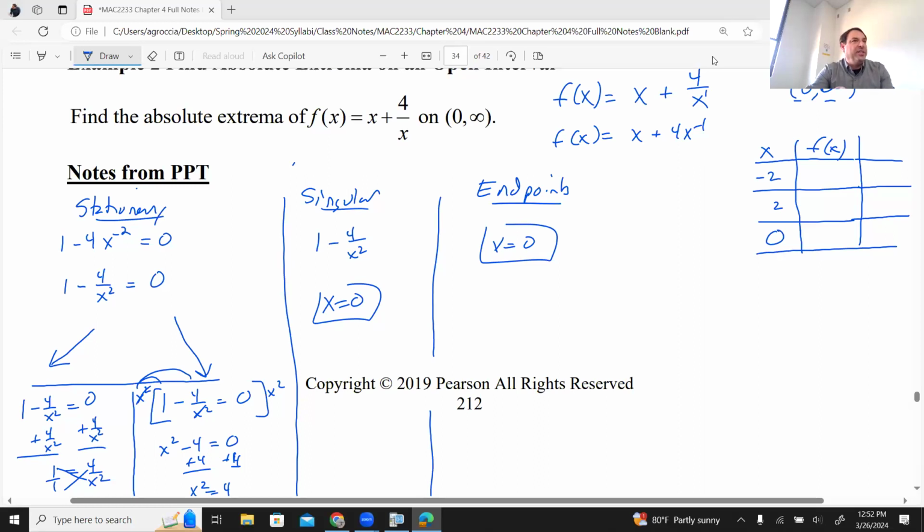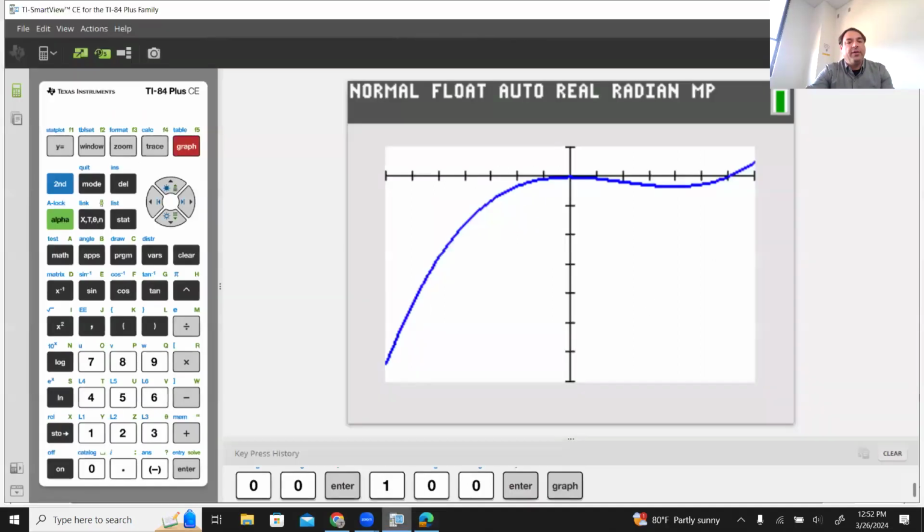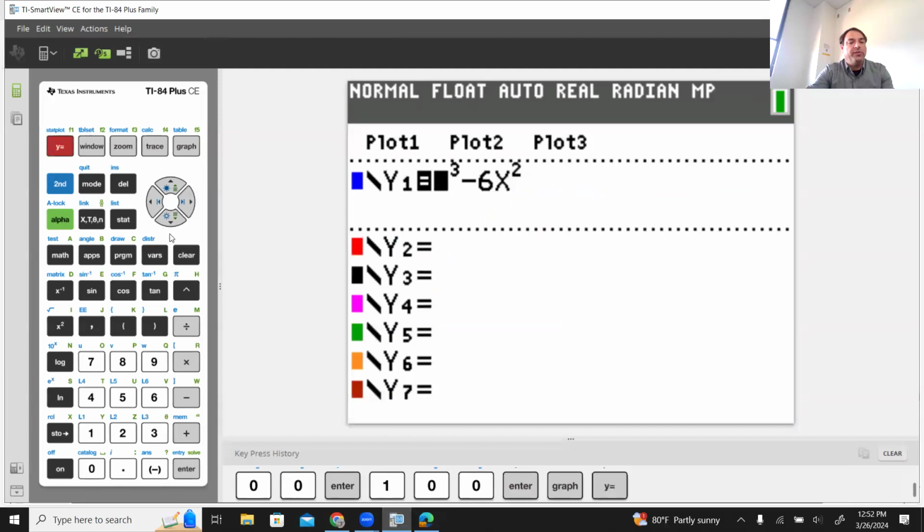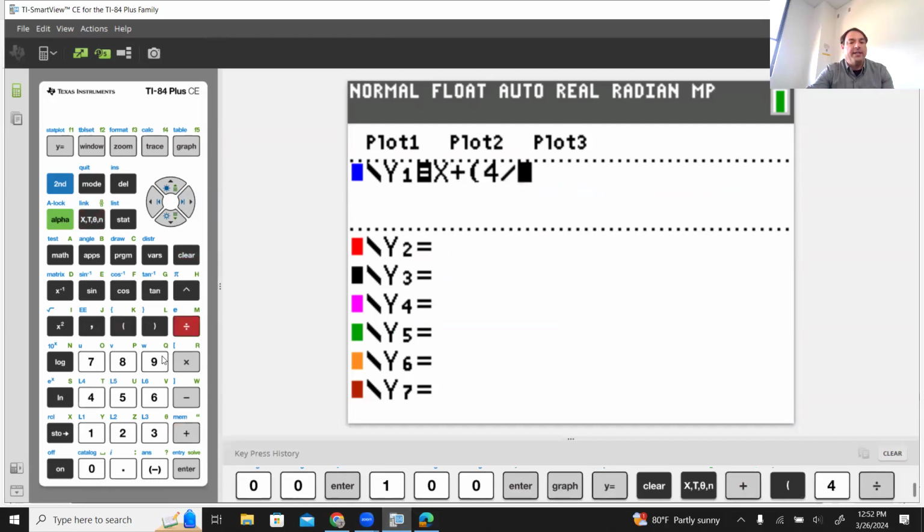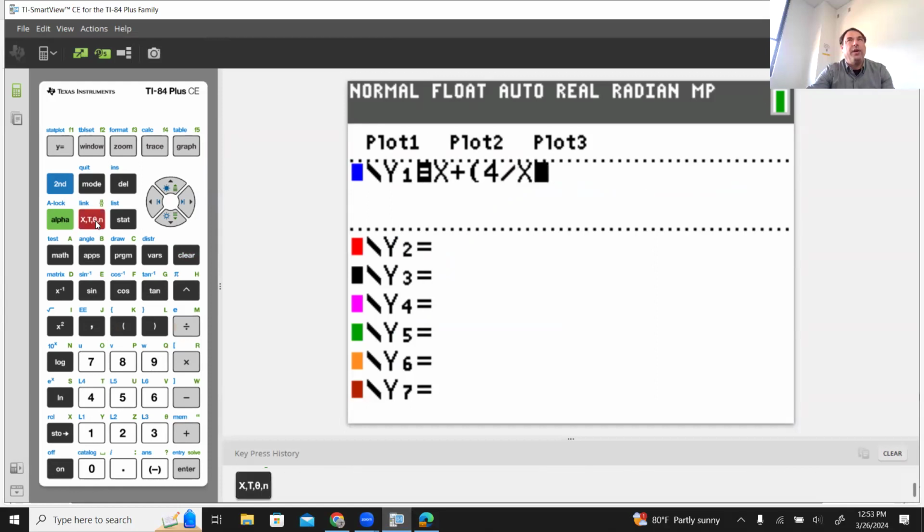So I'm not sure if anybody noticed something, but we'll see if anybody caught something. I'm going to go to the table, go to the calculator, go to y equals, and plug in the original. I'll even write it like the original: x plus parenthesis 4 divided by x. If you put 4x to the negative 1, it's the same thing.